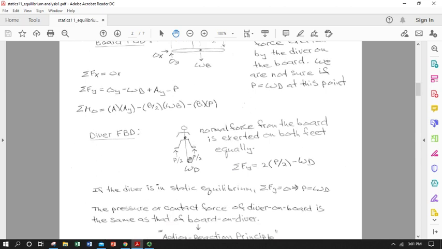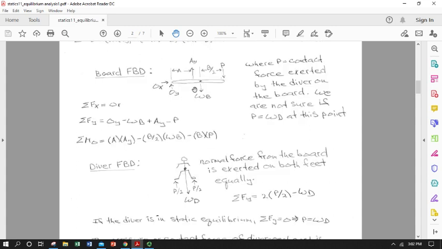And so that would give me a WD back in here and allow me to solve for everything. And again, if you didn't know, you would get the reaction force as a function of WD and anything else that's going on with the diver only in the diver FBD. You wouldn't necessarily know that up here.